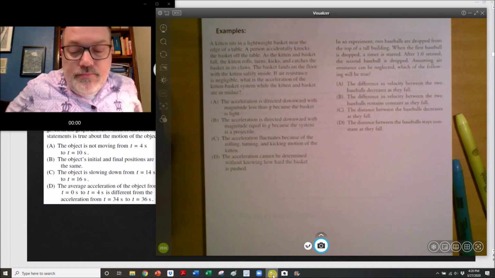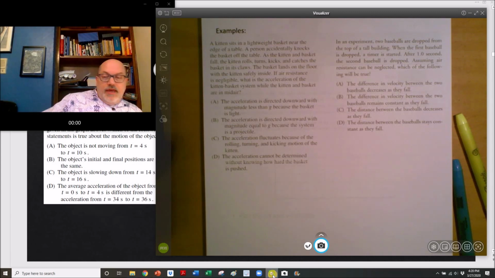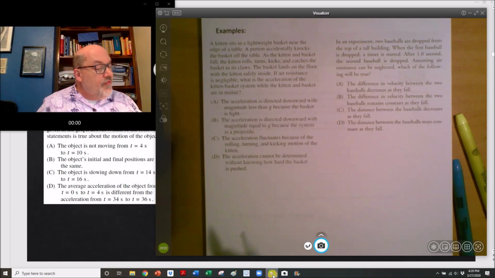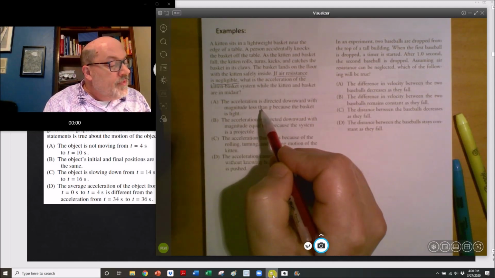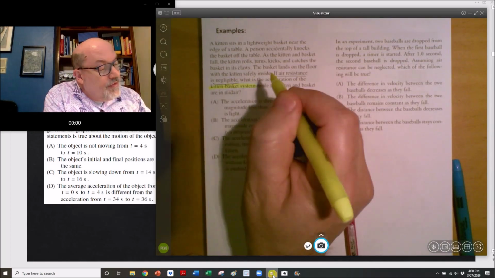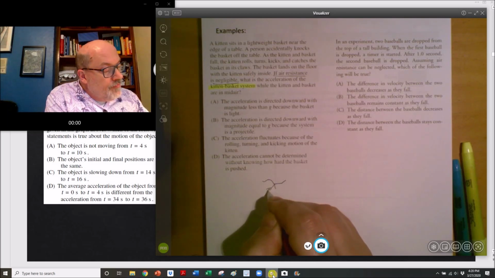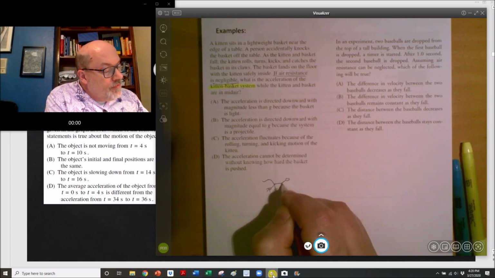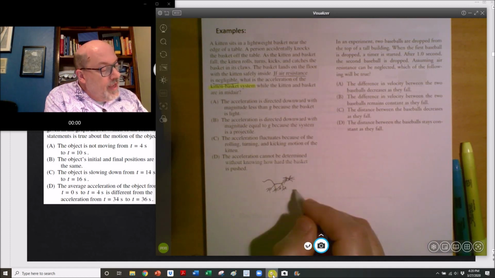Okay, our next one. You've got a kitten that is falling, and it's in a basket. It's kicking and rolling around because it's terrified, and the question is, air resistance is negligible, what is the acceleration of the kitten basket system? Kitten basket system. Okay, so whatever this kitten is doing, this is a horrible kitten. All right, in this basket.